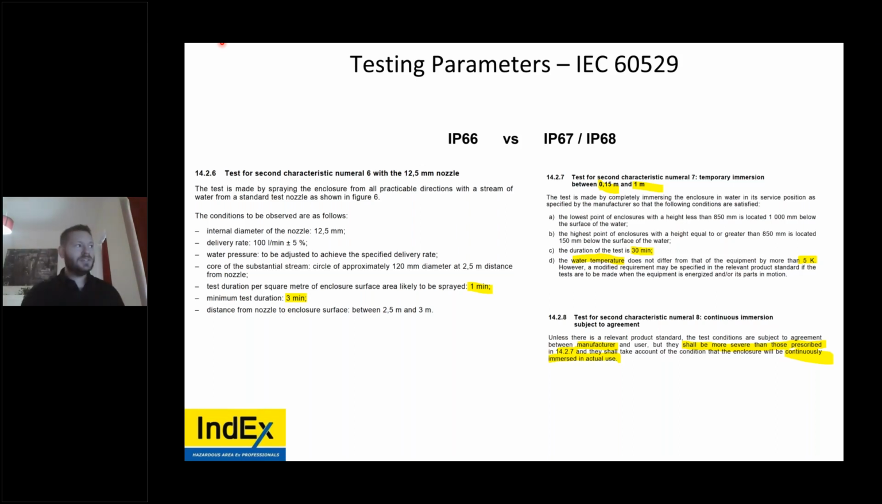IP66/67 continues to cause issues for engineers, designers, procurement, installers, inspectors, end users. We need to nip this in the bud. We need to educate in a much better method than currently has been happening within all industries. So I hope that we at IndEx can make a difference for you.